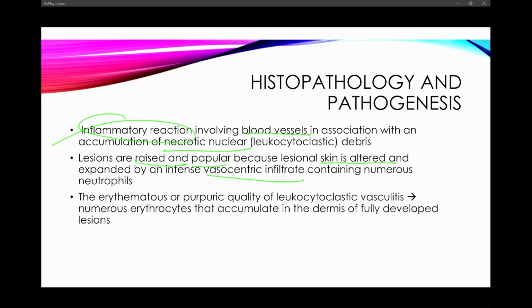The erythematous, or the redness, or the itchiness quality of the vasculitis. Numerous erythrocytes accumulate in the dermis of fully developed lesions. So that's the erythematous part, is the red blood cells get stuck in there as well. And the itchiness, just because they're stuck in an area that shouldn't be, it causes your body to itch.